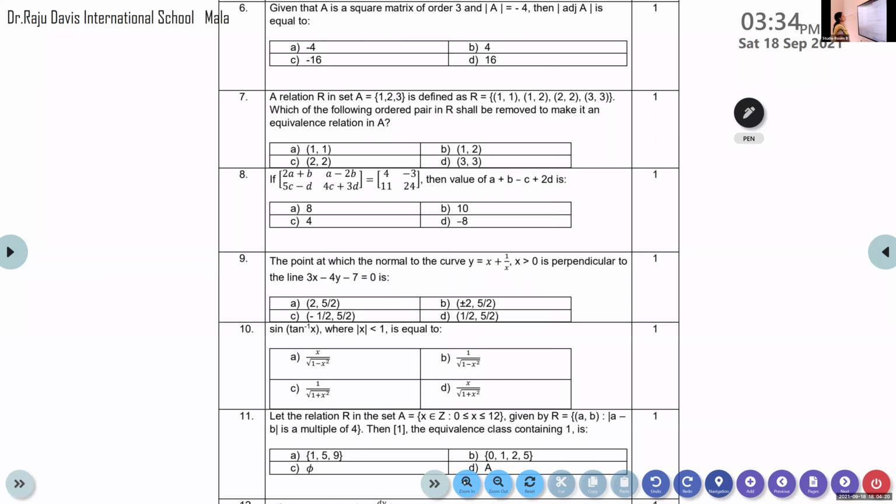The 7th one: a relation R in the set A equal to {1, 2, 3} is defined as R equal to {(1,1), (1,2), (2,2), (3,3)}. Which of the following ordered pairs in R shall be removed to make it an equivalence relation? Easily you can give the answer. What is the answer? (1, 2) is to be removed to make it an equivalence relation. Okay. Similarly, look at the next one, the 11th one.